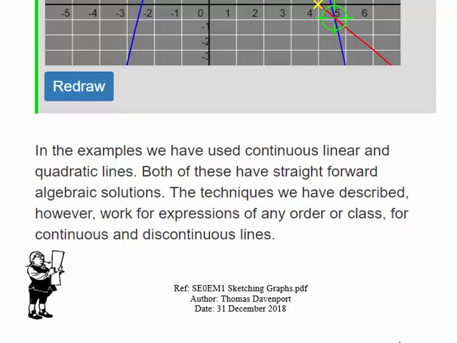In the examples, we've used fairly straightforward linear and quadratic lines. Both these have straightforward algebraic solutions which we could have found instead of sketching them. But if it was an equation of a sort that we've not met before, we can still sketch them just to give us an idea of the behaviour of the relationship.